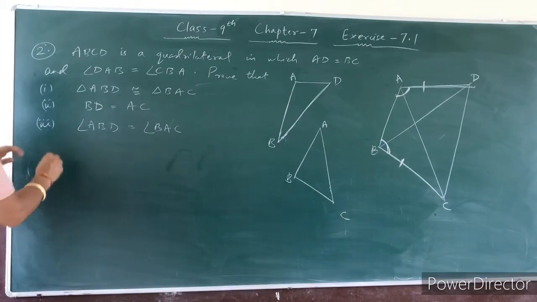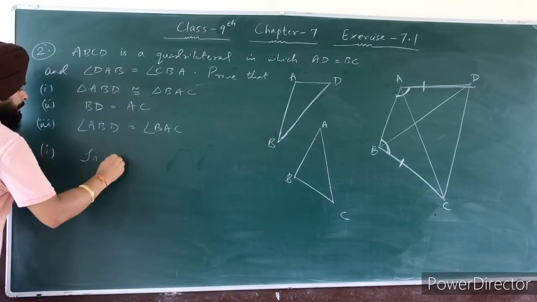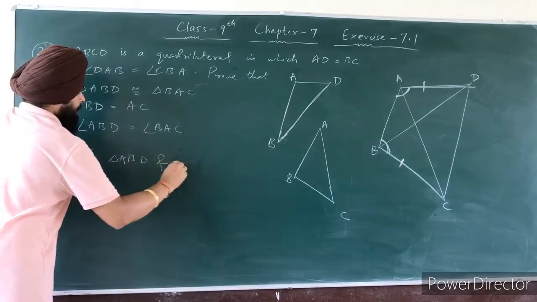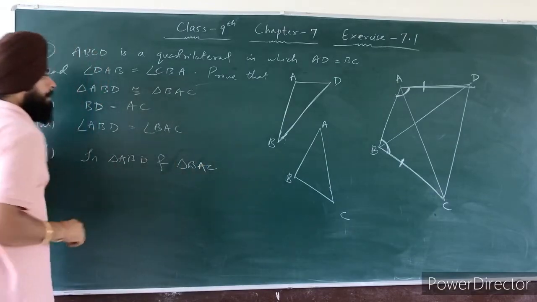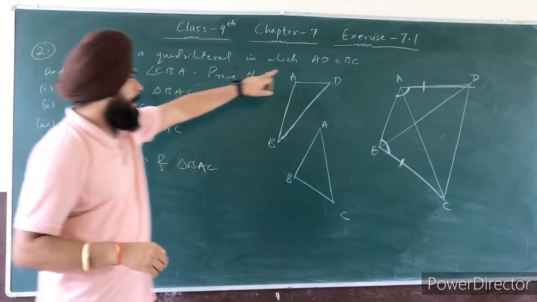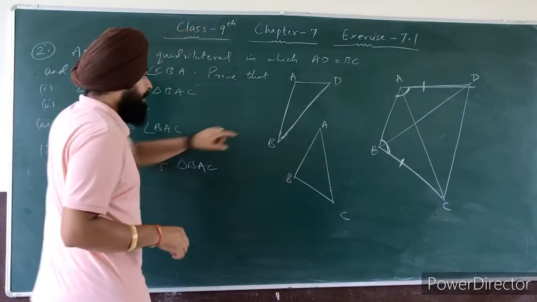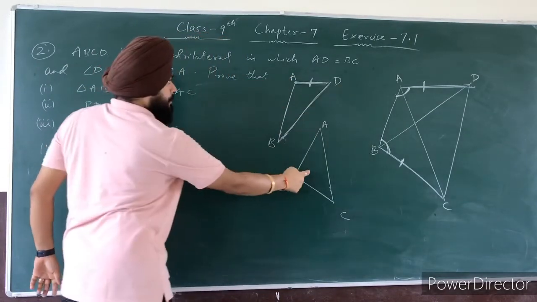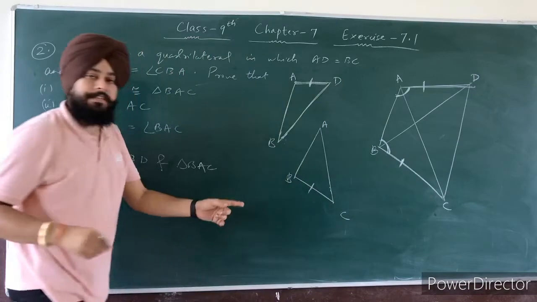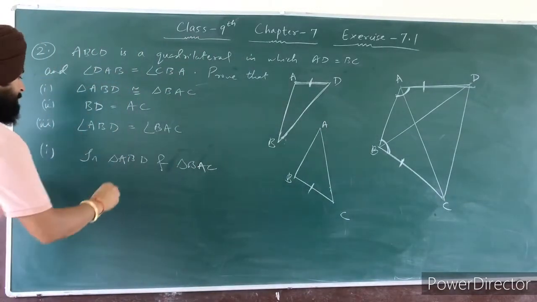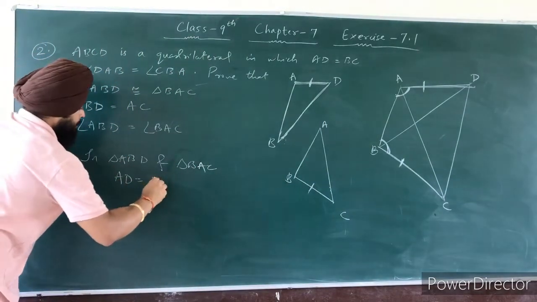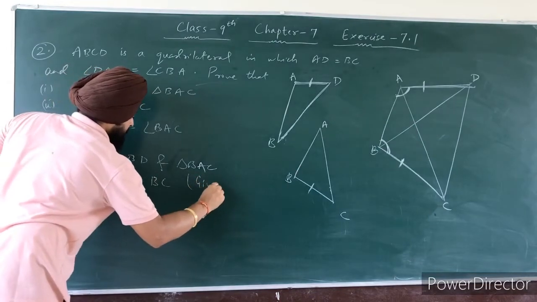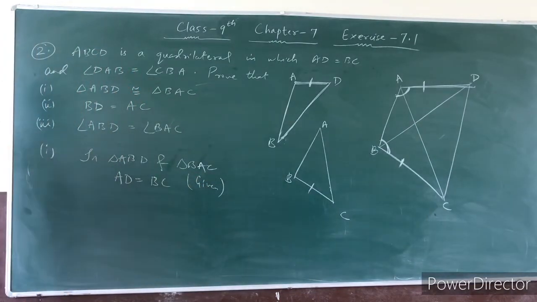So you can prove in triangle ABD and triangle BAC. Which is the first part? You can check here, AD is equal to BC. In triangle ABD, this side AD, and in this triangle, which side? BC. It is given equal. AD is equal to BC. Reason: given. This is the first part.